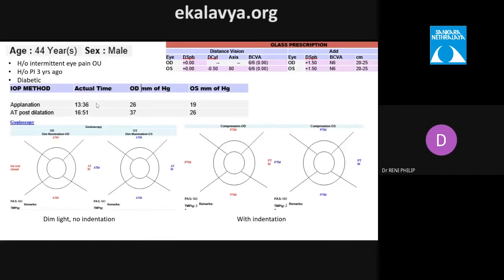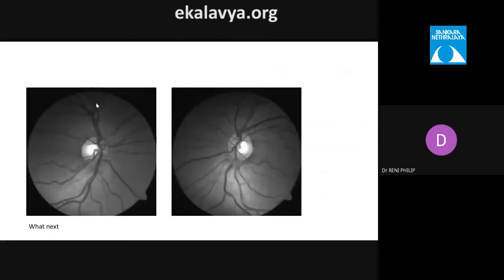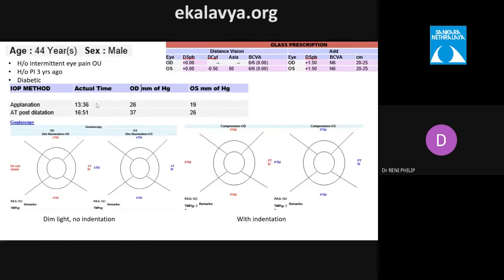And this is a case of a 44-year-old male with a history of intermittent pain in both eyes, a history of YAG-PI 3 years ago, and diabetes, presenting with refraction as shown, and applanation before and after dilation as shown, and the gonioscopy with and without indentation. Just take a look at it. And these are the disc photos of the patient. So, does anyone have a diagnosis?